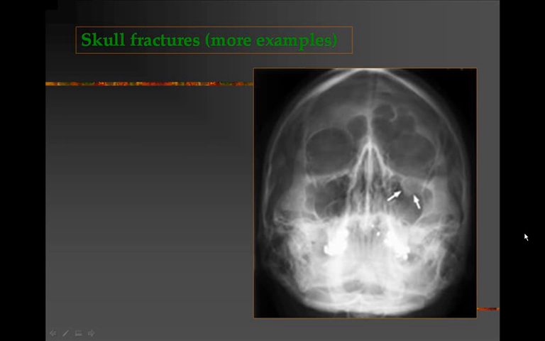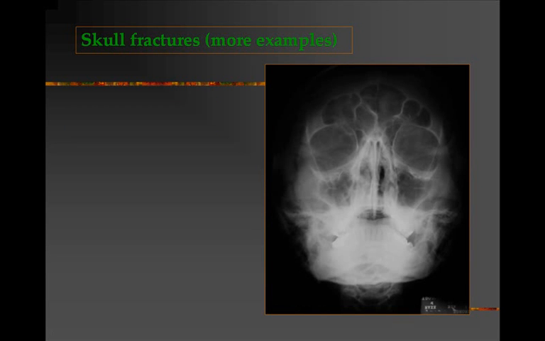Another example is seen here. This is called a blowout fracture of the orbit. Unlike the normal side seen here where there is a smooth contour of the bone, here we find an irregularity, and the arrows point out the fracture location.